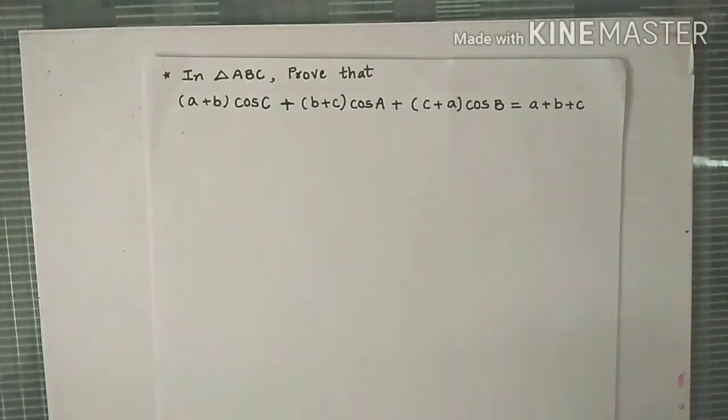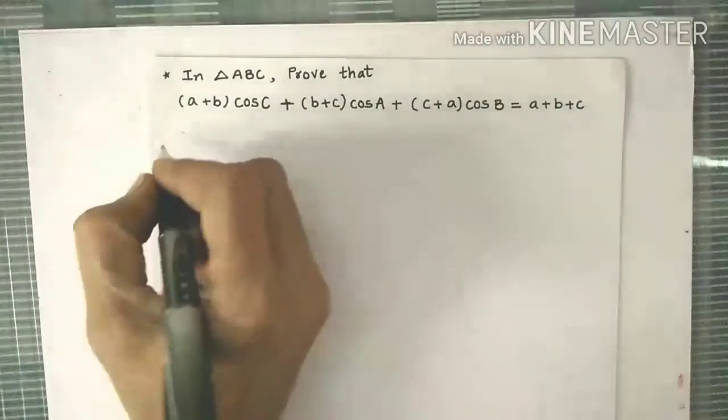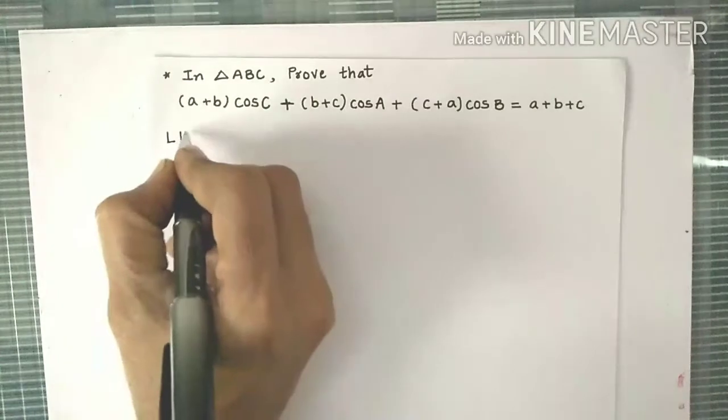Students, in this video we are going to study some questions based on the projection rule. So let's see this first question. In triangle ABC, prove that (a + b) cos C + (b + c) cos A + (c + a) cos B = a + b + c. So let's write the left hand side.